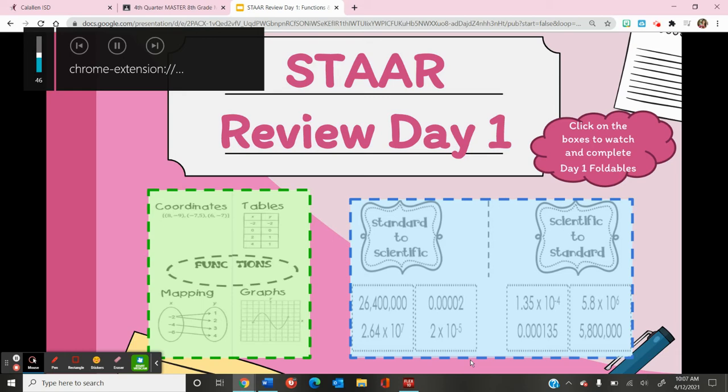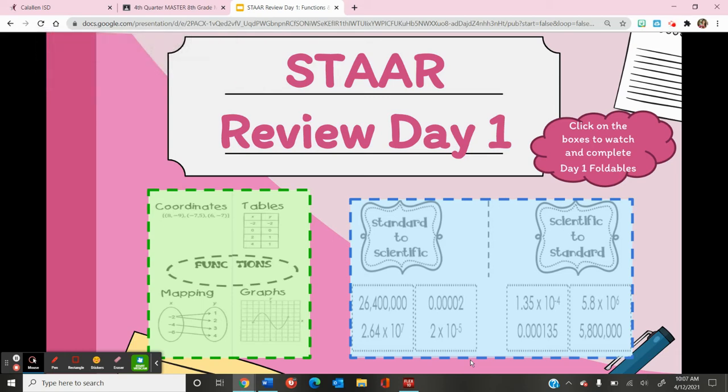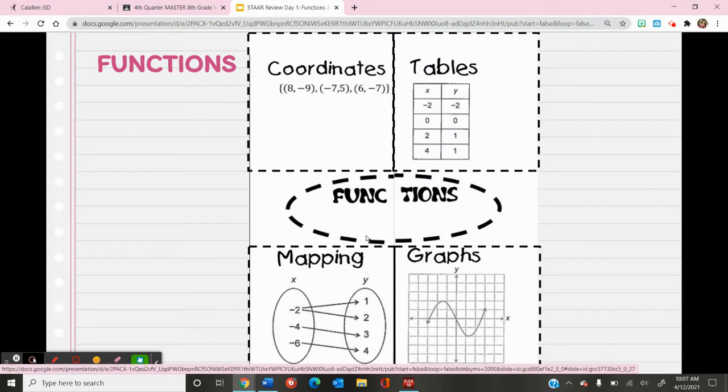Today is your first day of review for your STAAR test. So today we're going to be covering functions and scientific notation. We're going to go ahead and start off by talking about functions, and then in a separate video we'll be discussing scientific notation. So I'm going to go ahead and press here on this cover, and it's going to take me to this page here.